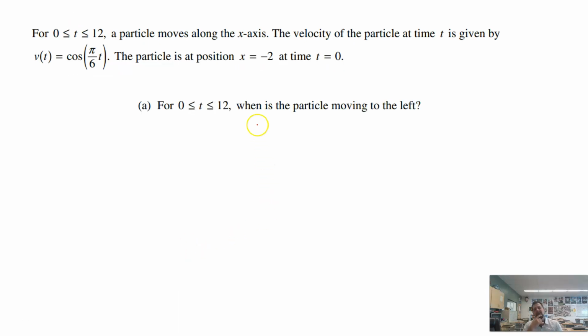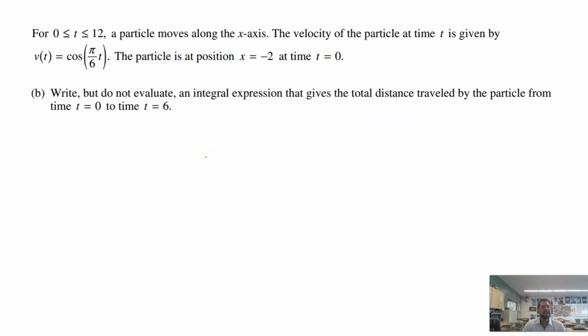So letter A wants to know, when is the particle moving to the left? Now what that's asking is, on the interval from 0 to 12, where is this graph below the x-axis? So you graph it and you find out that it dips below the x-axis at time equals 3 and it goes back above the x-axis at time equals 9. So we would say that from 3 to 9, that is when this particle is moving to the left. Again, just looking to see where that graph is below the x-axis, and it doesn't ask for any sort of justification, so we're good.